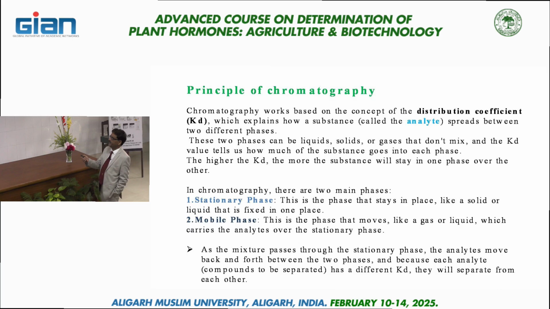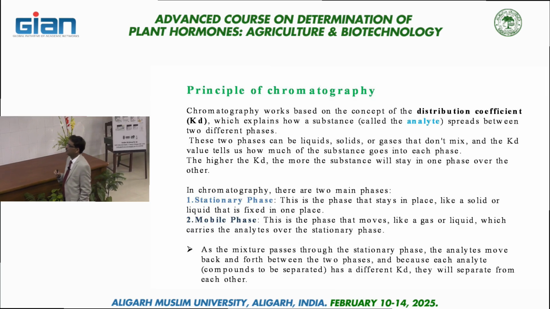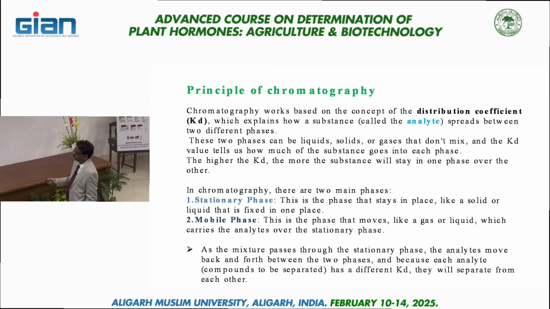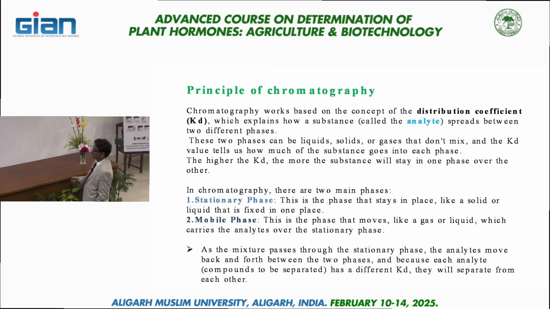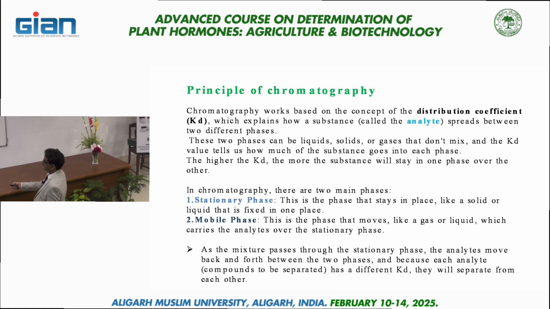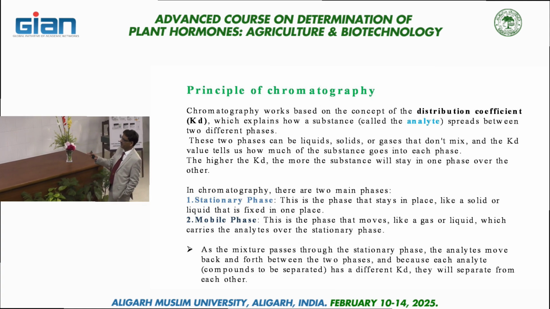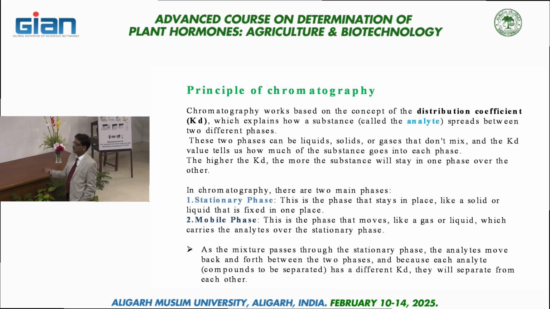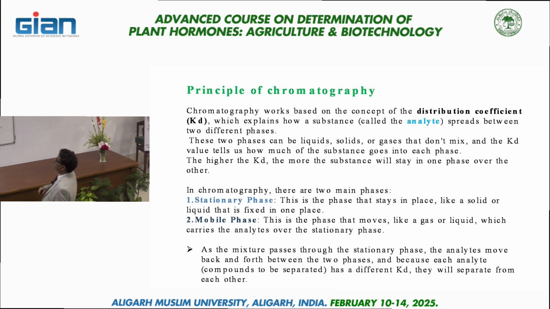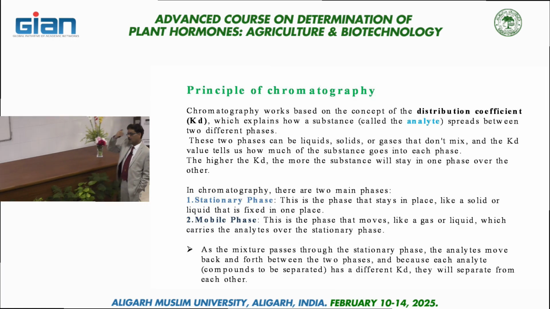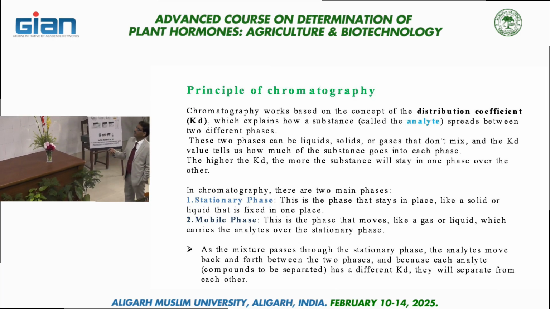So, the higher the KD, the distribution coefficient, the more substance will stay in that particular phase and not the other. We have two phases, as I have already told: stationary and mobile. The stationary phase basically stays in place, like a solid or liquid that is fixed at one place. Then the mobile phase moves, like a gas or liquid, which carries the analyte past the stationary phase. Just have a look at how the first chromatography experiment was conducted by Tswett.